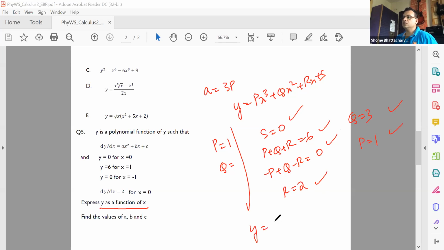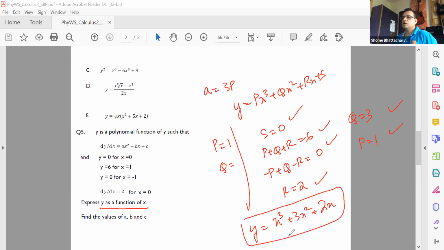Okay. So understood, no? So y is coming as what? x cube plus 3x square plus x, that's 2x. Sorry, plus 2. Because yes, sir, I got the same thing. Plus 2x. Yeah, first A and B are inverted.